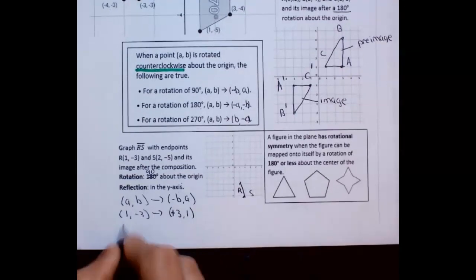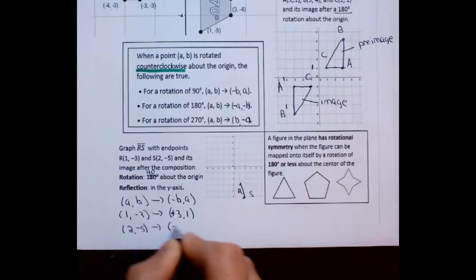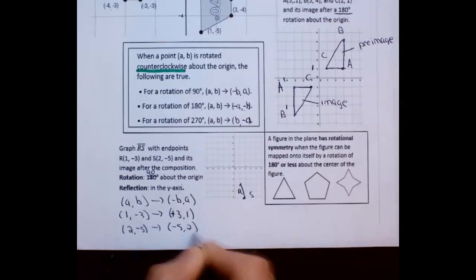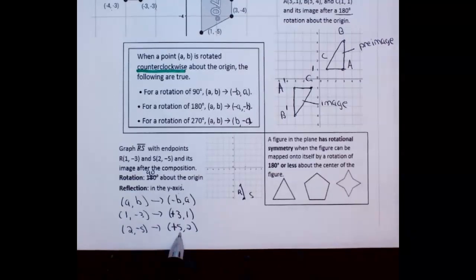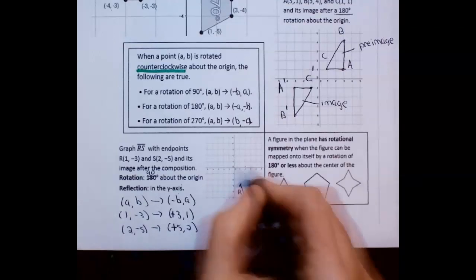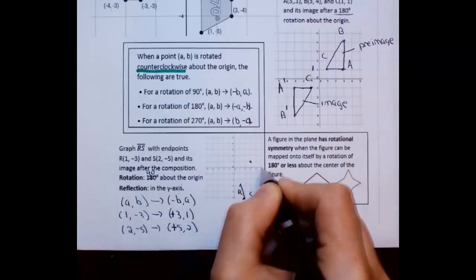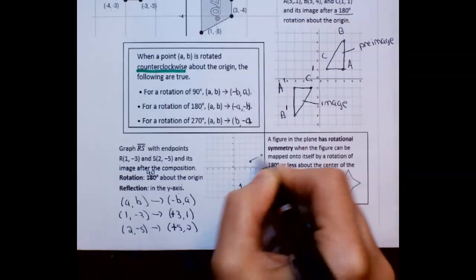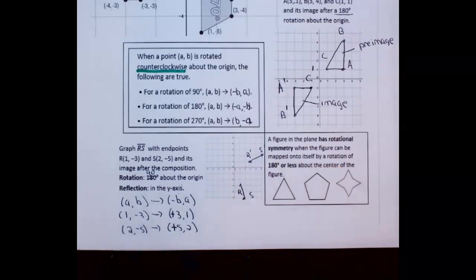Let's go to the next one. We've got 2, -5, so again, they change locations. It's -5, 2, and again, we change the sign from a negative to a positive. So let's go plot it and see if that actually happens. So we've got the point 3, 1, and we've got the point 5, 2. And this is R prime, and this is S prime.